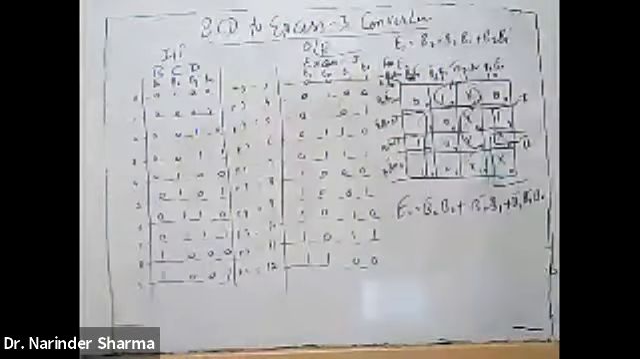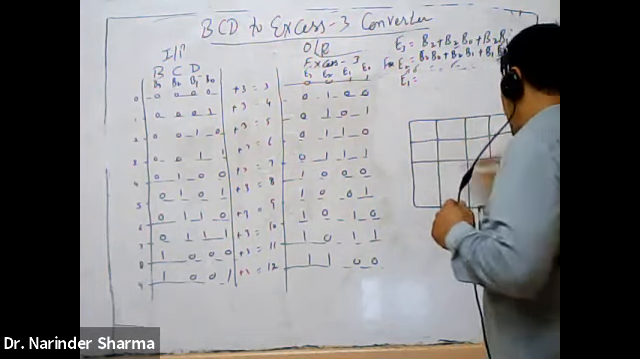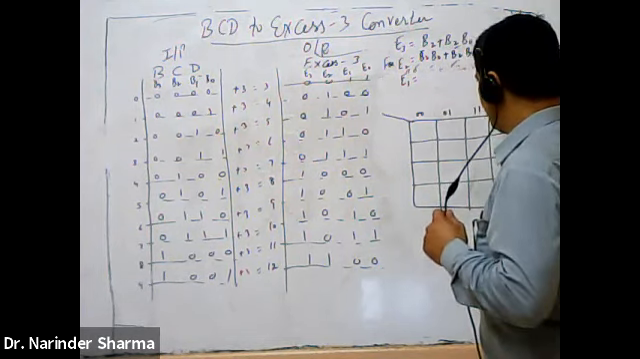Similarly, we will pursue for E1. Again, we will draw the K-map table of 4 variables and write the values as per the protocol of the K-map, numbered as 0 to 15. B3, B2, B1, B0, B3 bar, B2 bar, B3 bar, B2, B3, B2, B3, B2 bar, B1 bar, B0 bar, B1 bar, B0, B1, B0, B1, B0 bar.